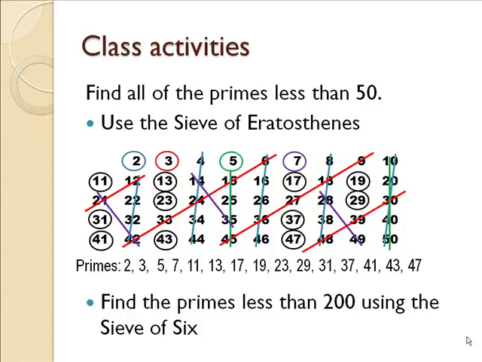I'd like you to use the sieve of 6, which is a similar method, but the numbers are arranged a little bit differently. You can print off the handout and find the primes that are less than 200 using that. If you haven't done that yet, please pause the video and do that now.